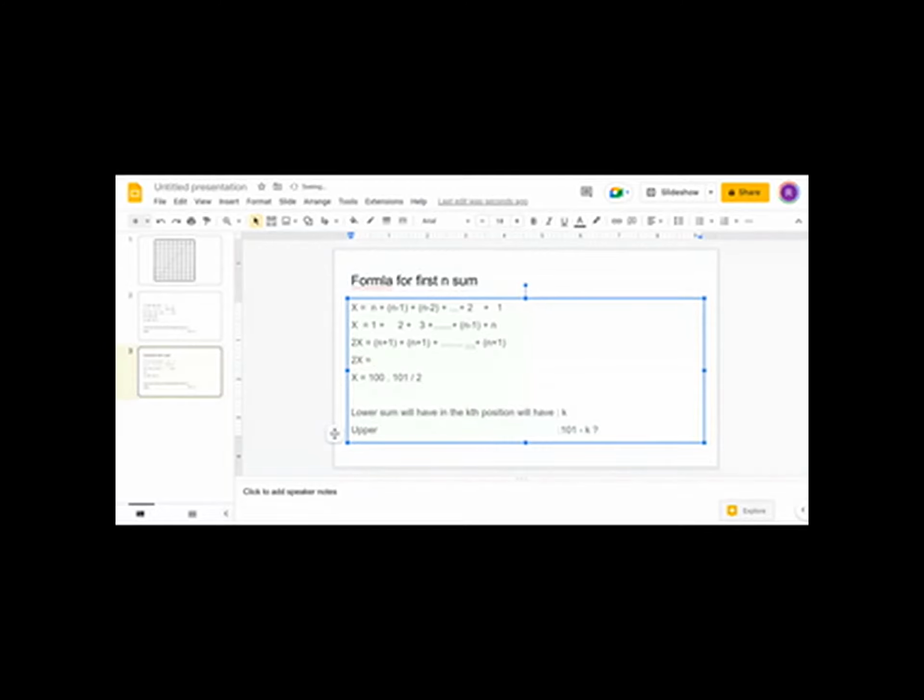Not 100; now there is no 100, it is n. So how many times? n times. Yes. So what will it become in this line? n into n plus 1. Exactly. So 2 times x is equal to n into n plus 1. Tell me what happened in the last line. So n into n plus 1 by 2. Exactly.